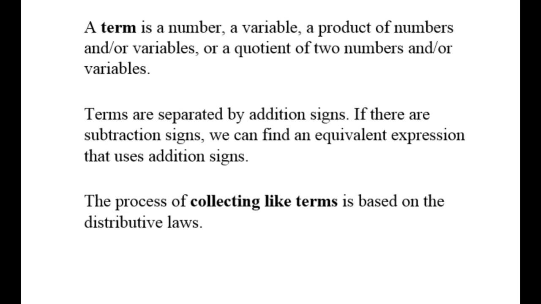So a term is separated by addition and subtraction. So if you have 5x squared plus 3x minus 9, I would say the terms are 5x squared is a term, positive 3x is a term, and negative 9. So there are three terms in this. So it's separated by addition and subtraction signs.